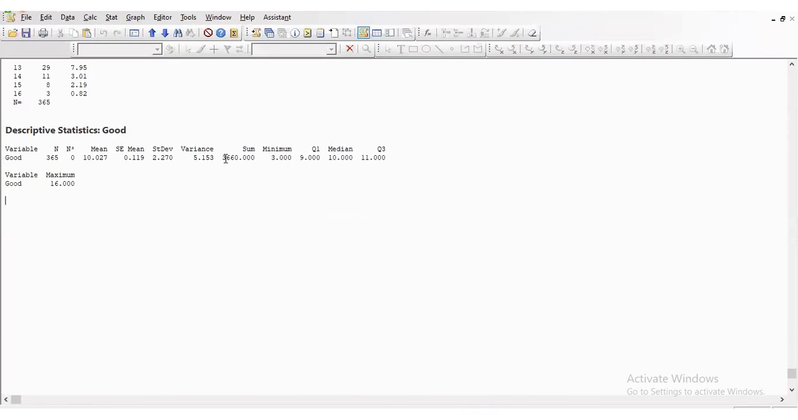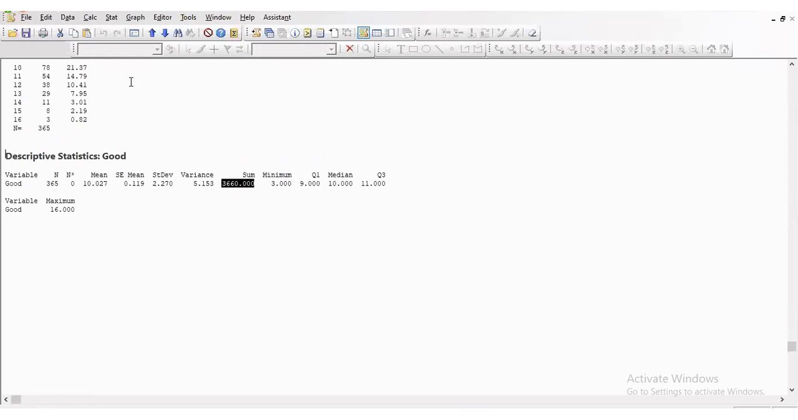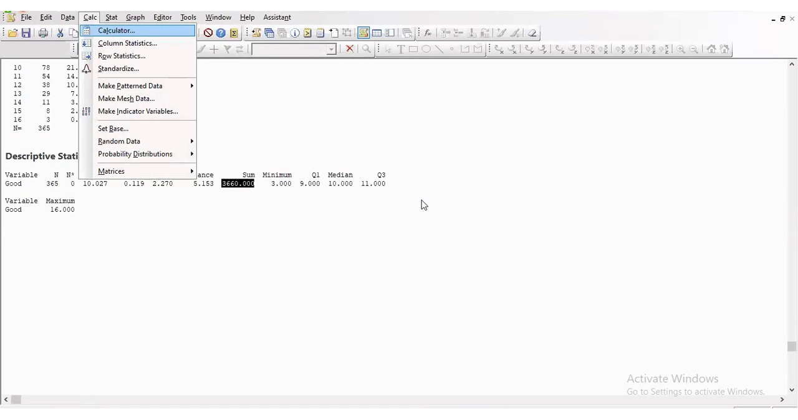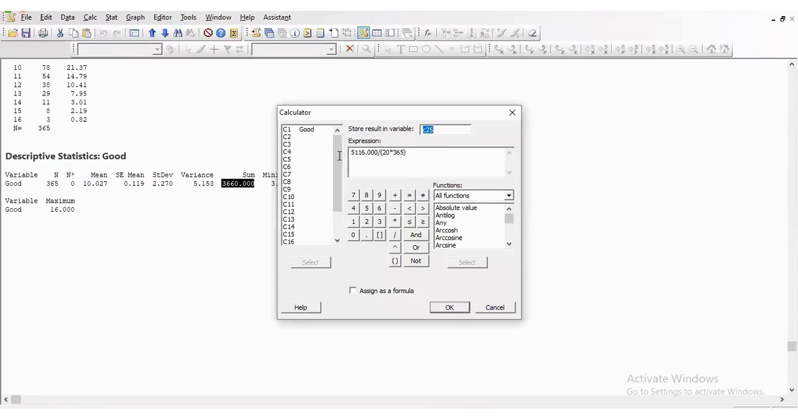So how many total good apples? 3660. These are the total number of good apples in a year. Every day, how many apples is he selling? 20 apples. So total number of apples is how much? 365 into 20. Are you guys able to follow? Okay, let's calculate that. Three, 6, 6, 0. Am I right? Yeah, I hope I did it right.